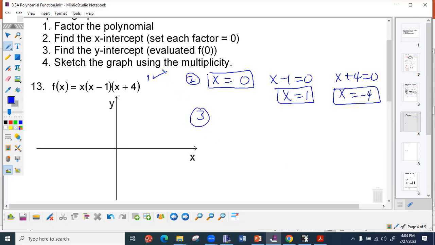Step 3 is to evaluate f of 0. F of 0 means everywhere that there's an x, I'm going to plug in 0. There's 3 of them, and it's just going to equal 0, which makes sense because I'm at the origin. And now we're going to sketch. You're going to sketch everything you have. I have my x-intercept here. I'm going to put -4 here. I'm going to put +1 here. Close enough.